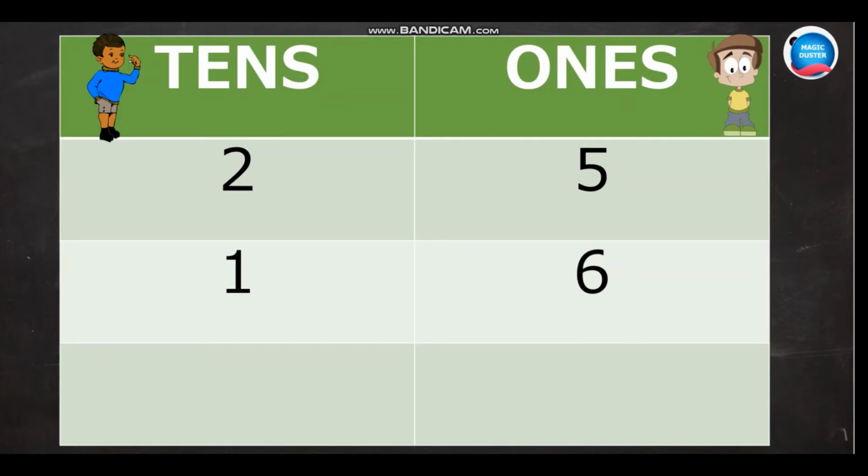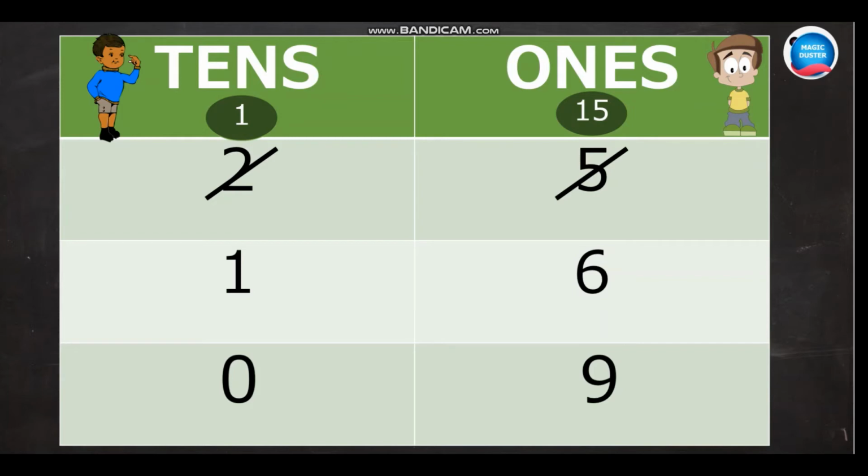We can call that the borrowing method or regrouping or trading. I used to say borrowing method. If I want to borrow, I should go and ask the next neighbor. Who's that? Tens. So tens has 2 currency notes. If he gave 1 currency note to ones, he will become 1. And our ones already have 5, so it will become 15. Now we can do the sum easily. 15 minus 6 is 9. And 1 minus 1 is 0. So the answer is 9.